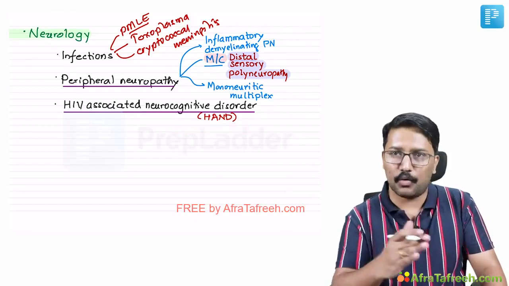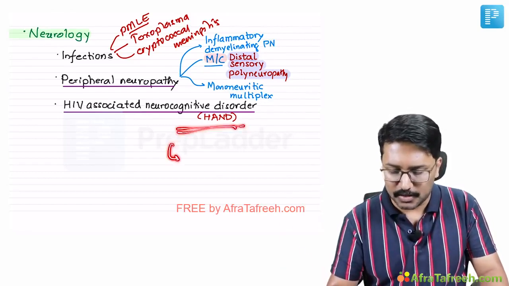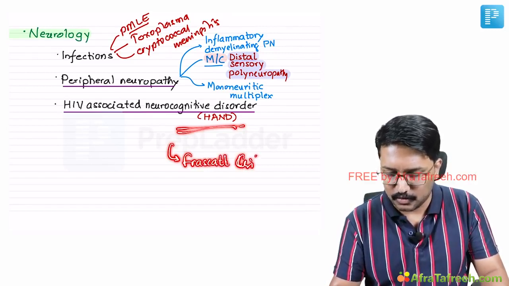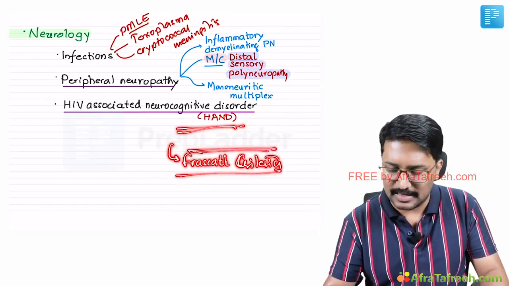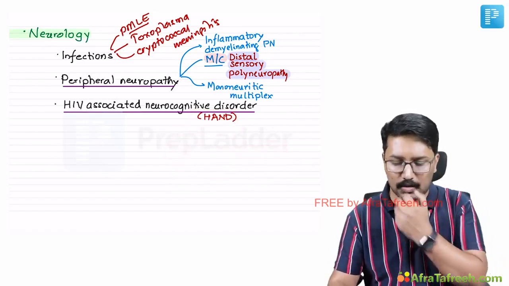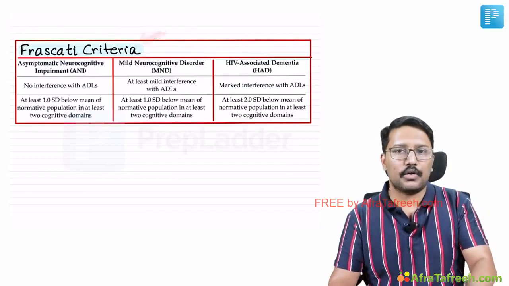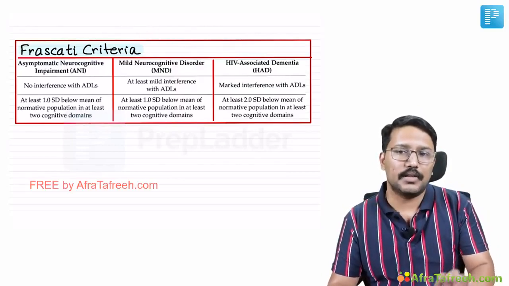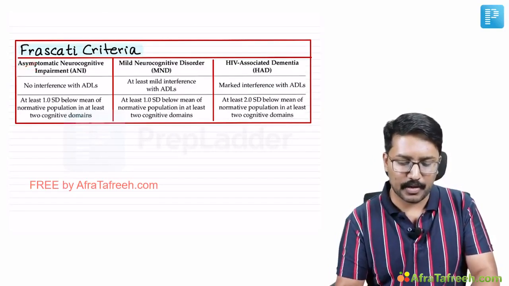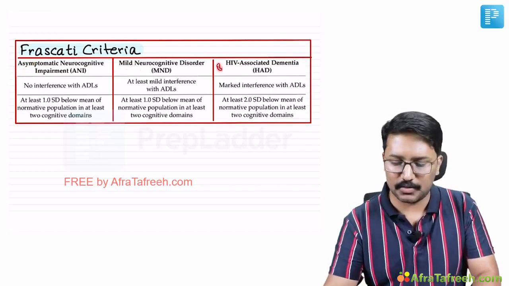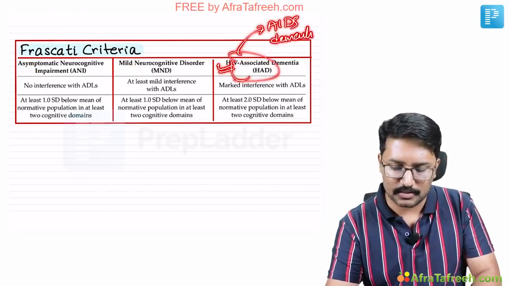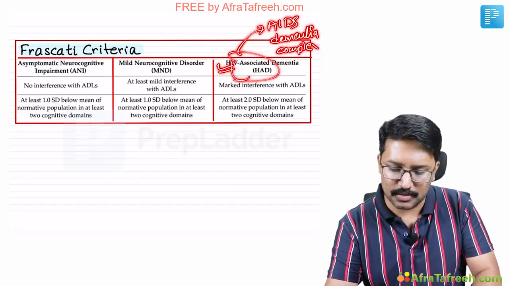And this classification into mild, moderate to severe end is based on a criteria called the Frascati criteria. Frascati criteria. So this can also be asked as an MCQ. Frascati criteria is concerned with HIV associated neurocognitive disorder, right? Okay. So let us go through this Frascati criteria. So according to Frascati criteria, the HIV associated neurocognitive disorder can be of three types: asymptomatic neurocognitive impairment, mild neurocognitive disorder, and HIV associated dementia. This is what in the past we used to call AIDS dementia complex, right? Clear? Okay, so let us look into this Frascati criteria.